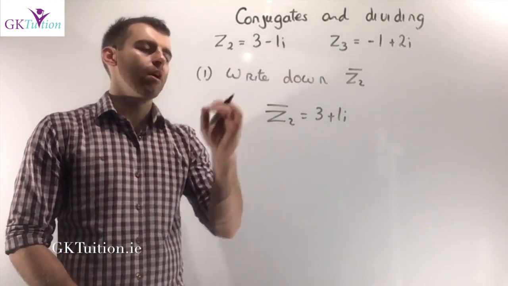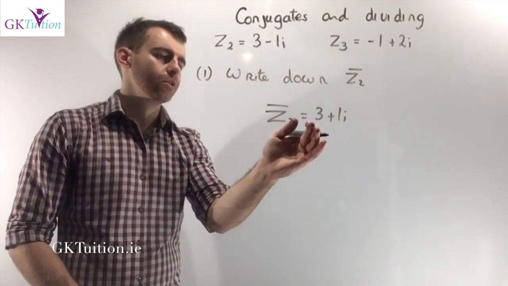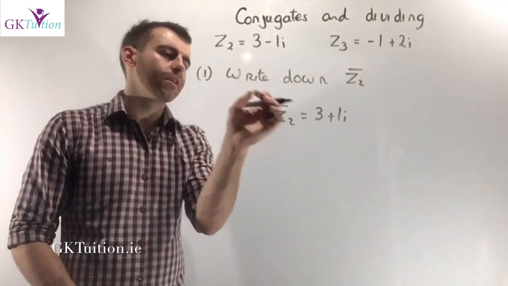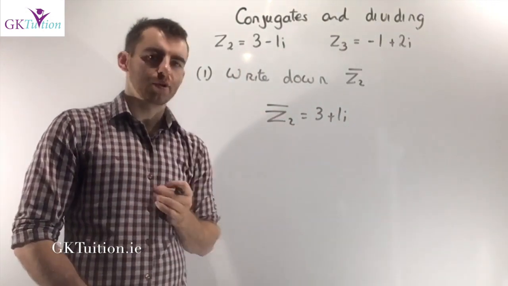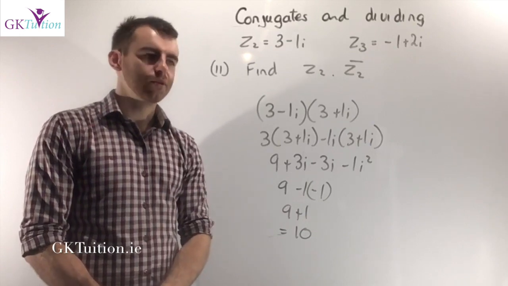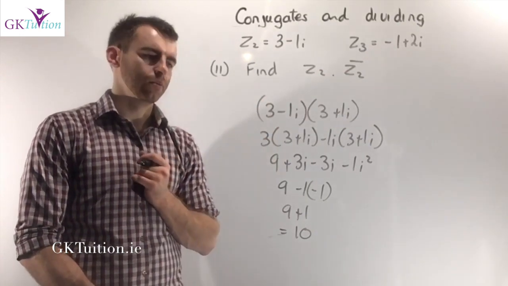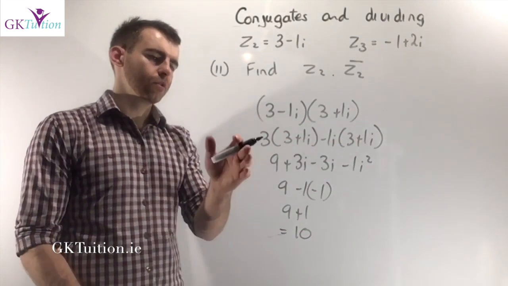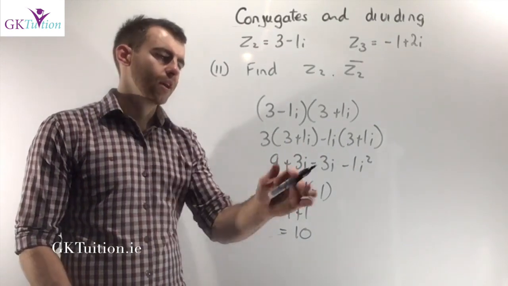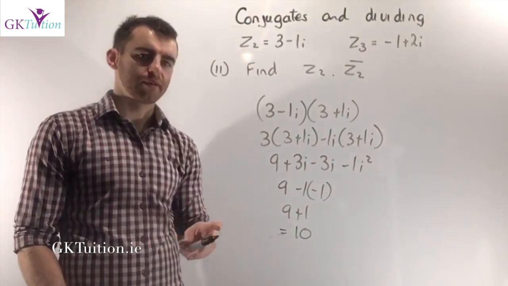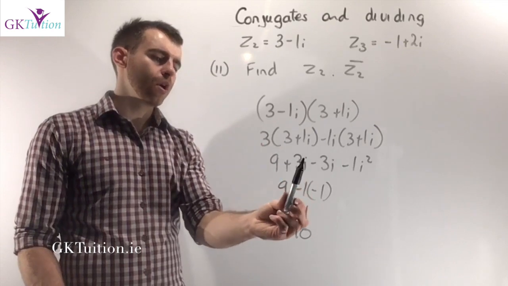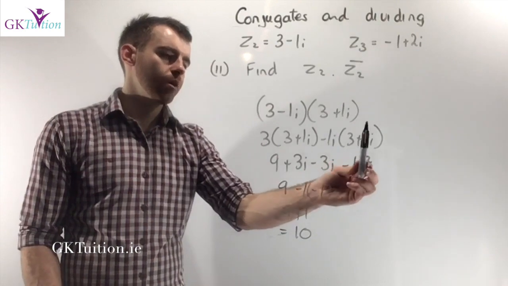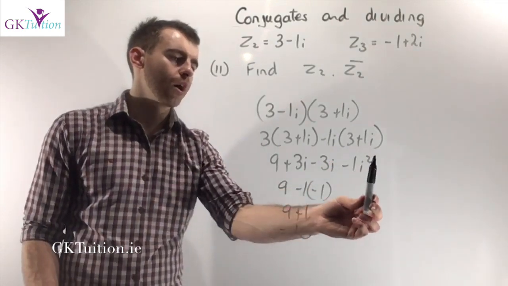If Z2 is 3 minus 1i, then the conjugate of Z2 is 3 plus 1i. All I do is, instead of a minus in front of the imaginary element, I put a plus in front of it. So it's just 3 plus 1i. Part 2, I asked you to get Z2 times the conjugate of Z2. Z2 is 3 minus 1i, the conjugate of Z2 is 3 plus 1i. So it's the first thing in the first bracket by the second bracket, second thing in the first bracket by the second bracket. 3 by 3 is 9, 3 by 1i is 3i. Minus 1i by 3 is minus 3i, minus 1i by plus 1i is minus 1i squared.